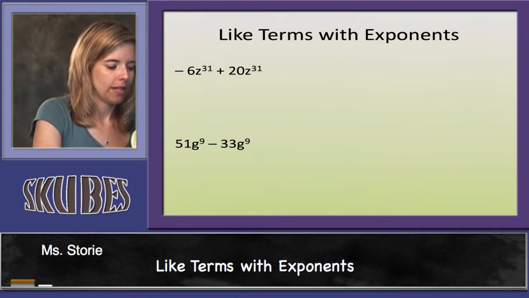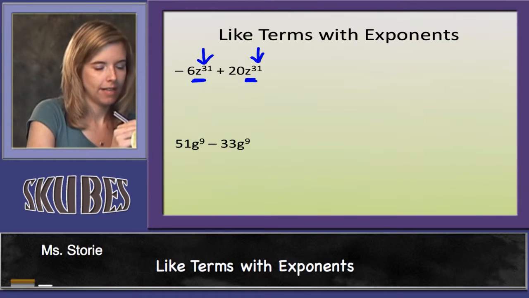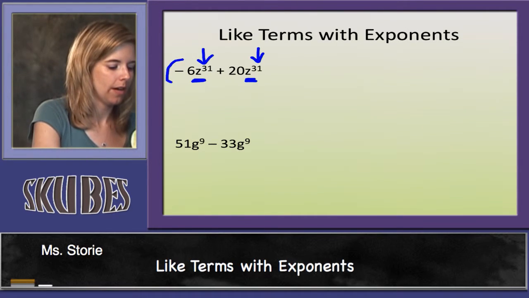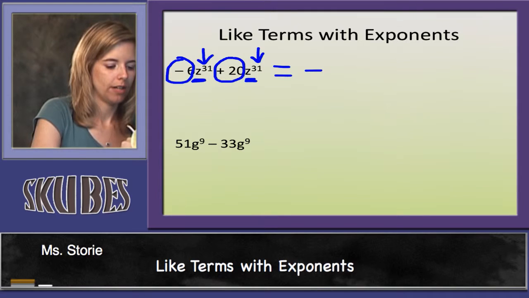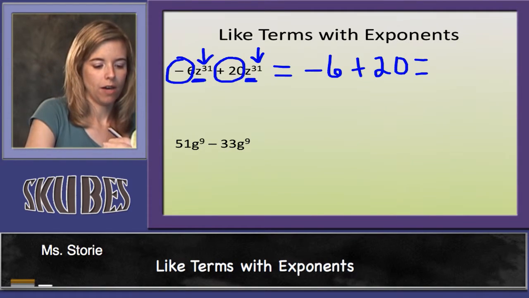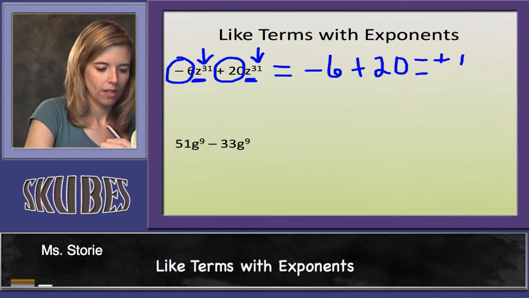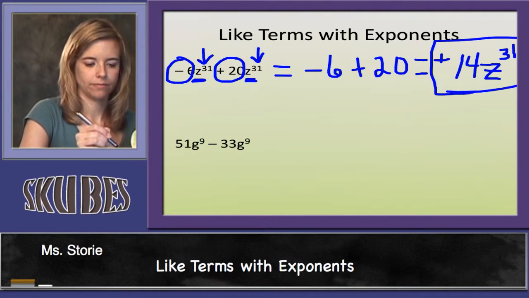Again, if we are adding them, take a look. Are the variables exactly the same? Yes, so far so good. Are the exponents exactly the same? Yes, that means we have like terms, so we can go ahead and do what it tells us to do, which is take negative 6 and add 20 to it. So you're going to have a negative 6 plus 20, which is going to give you a positive number. That's going to give you 14. Your variable doesn't change. Your exponent stays exactly the same. This is going to be your final answer right here.